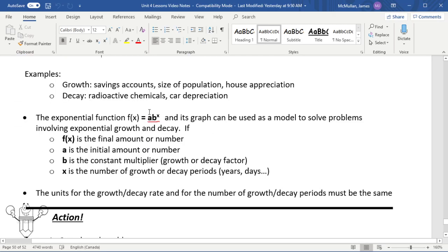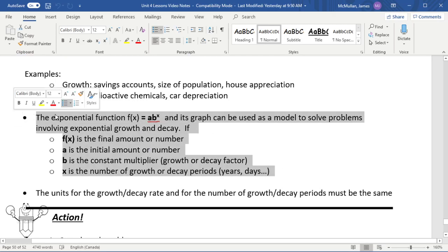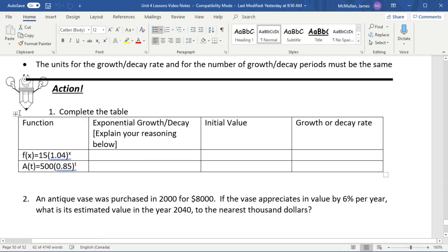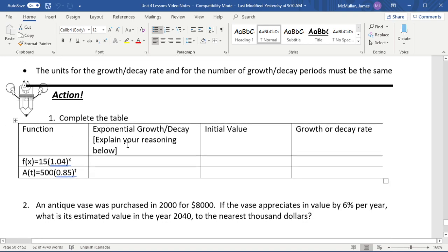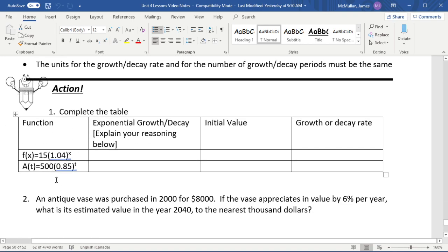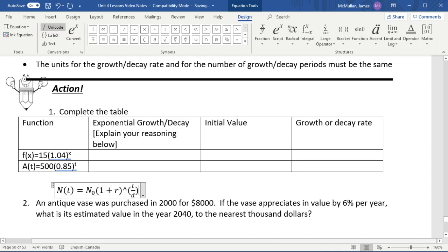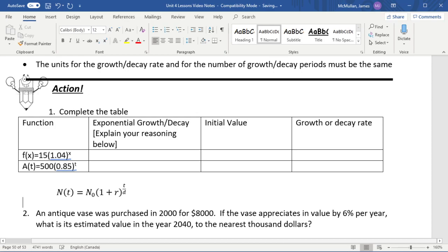Again, let's not worry so much about this. I want to go over it more similarly to the way I taught it before, so don't worry too much about that. Now, let's write the equation the way we saw it before. N of t is N0 times (1 plus r) to the power of t over d, right? Let's just review what all of this means.